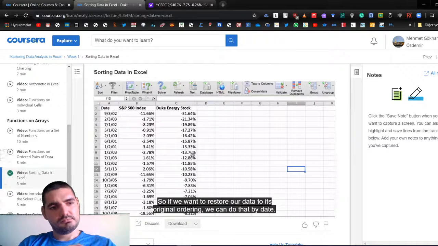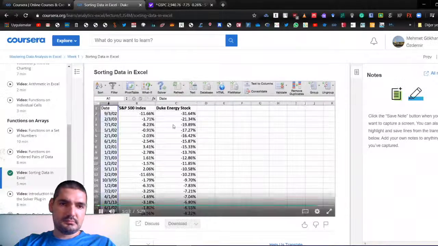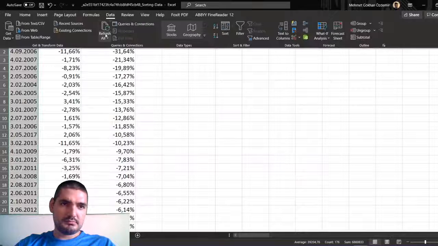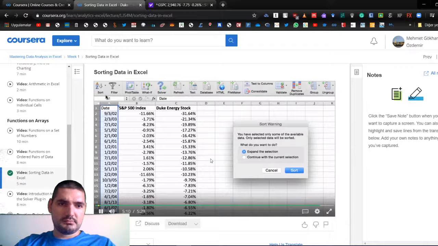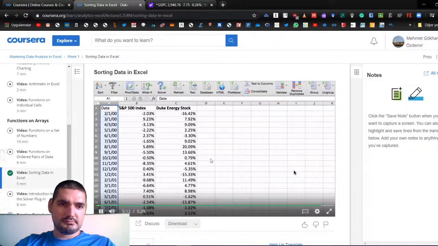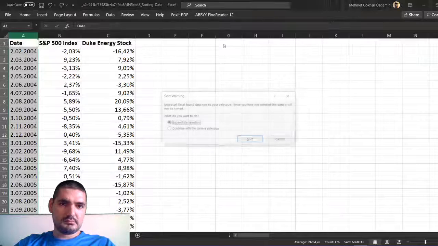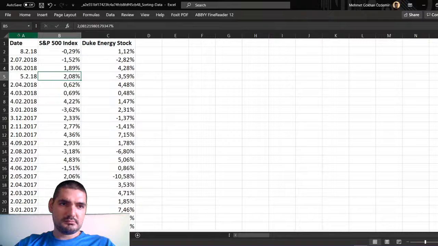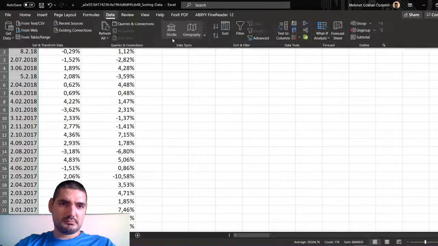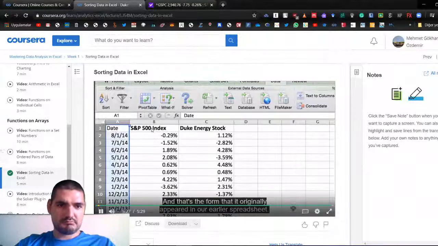So if we want to restore our data to its original ordering, we can do that by date. If we sort in ascending order by date, we will have the earliest date at the top. And that returns our data to an ordered form. And of course, we can sort by descending. And that's the form that it originally appeared in our earlier spreadsheet.